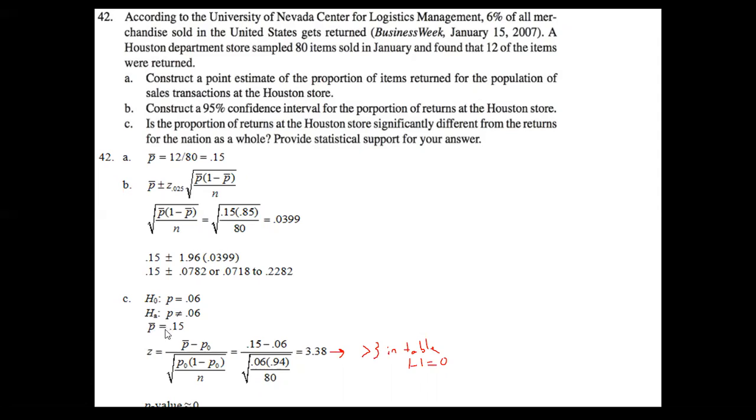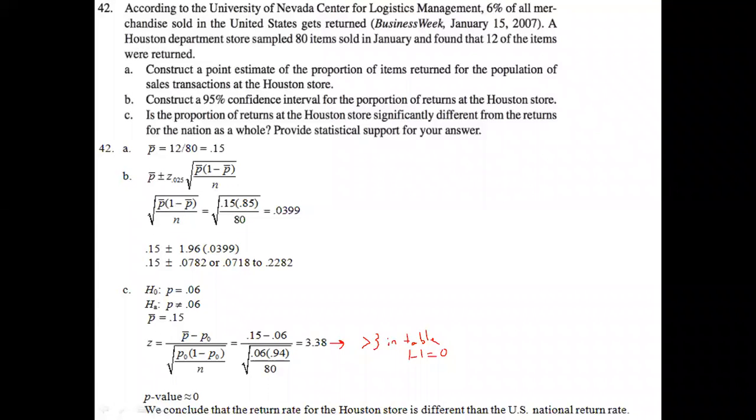And with p-bar equal to 0.15, we can find the z value. That's just 0.15 minus 0.06, divided by the square root of 0.06 times 1 minus 0.06, or 0.94, all over n. So that's 3.38. If you remember, the z-table goes from -3 to +3, so greater than 3 in the table means the probability is 1, and 1 minus 1 gives us 0. So the p-value is approximately 0 in this case. We can conclude that the return rate for the Houston store is different than the U.S. national return rate, because we reject H0 and the alternative hypothesis is what we find here.